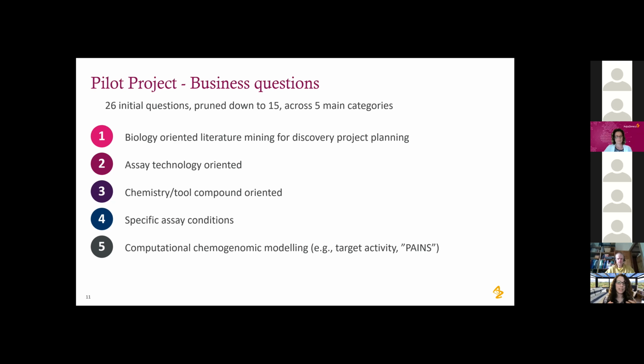We wanted to be able to answer assay technology-oriented questions. So how have assays for ADP-Glo been set up in the public domain? What are their differences? We wanted to look at chemistry and tool compound-oriented questions like Isabella mentioned before. Are there tool compounds out there in the published literature? How is it measured? We wanted to look at specific assay questions. So give me all the in vivo clearance data that was run in canines. And finally, as Isabella mentioned, we wanted to look at chemogenomic modeling data. So building a training set for virtual screening for a particular target. The next slide, Isabella.